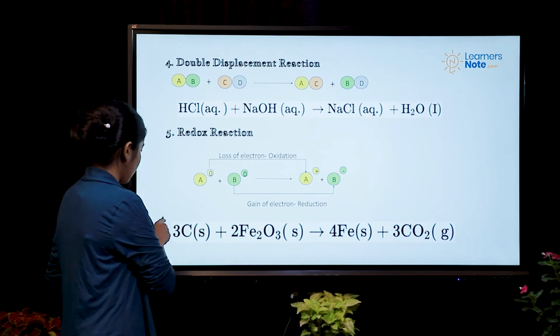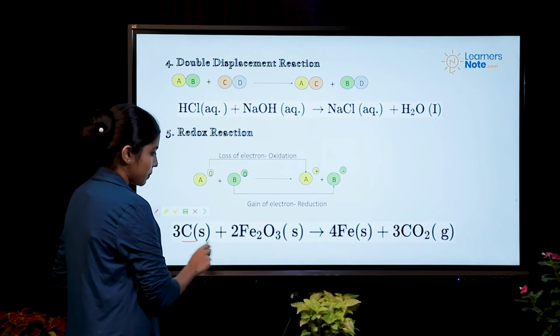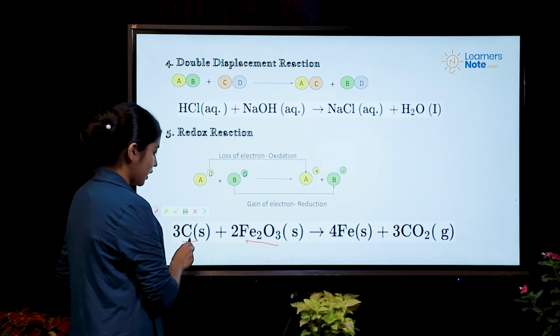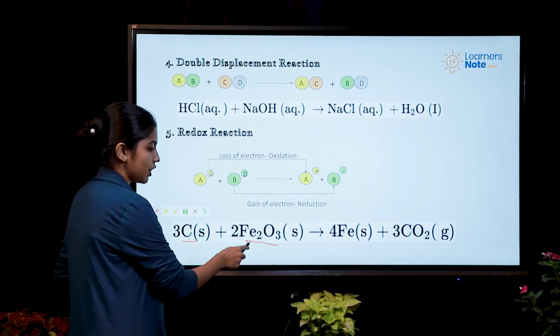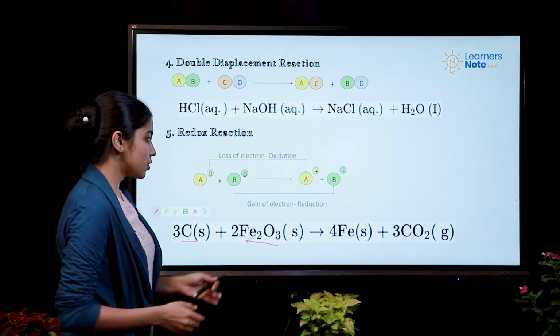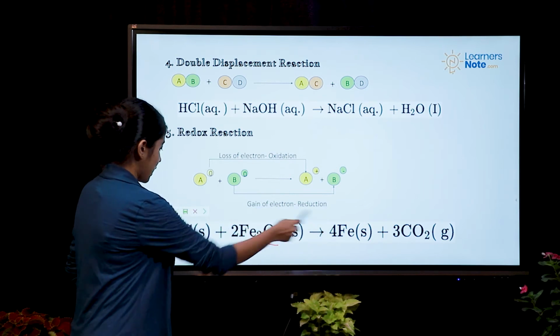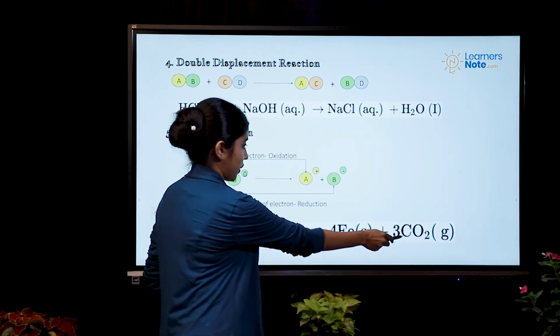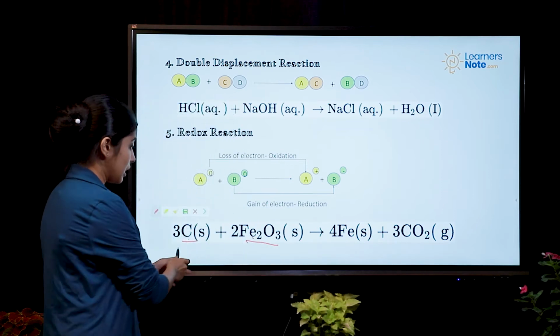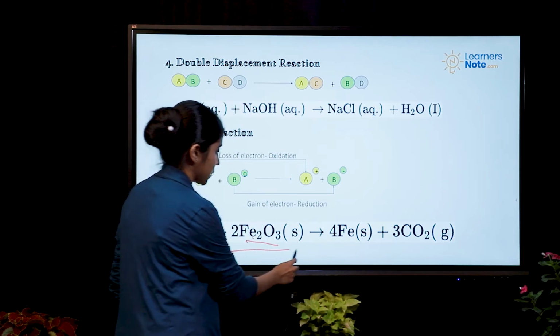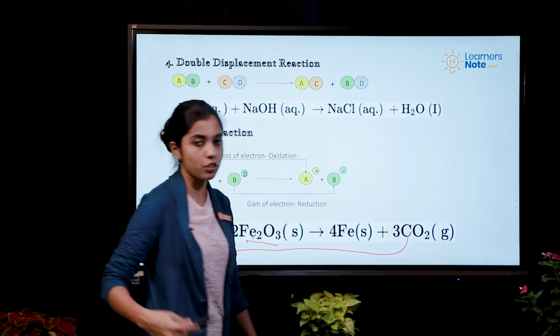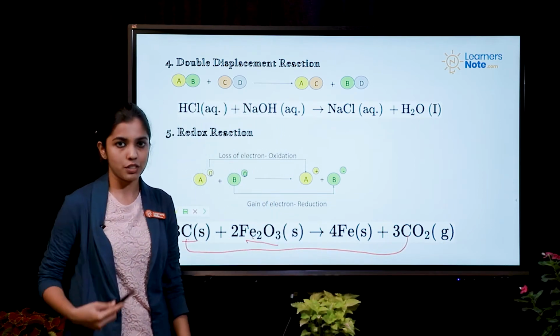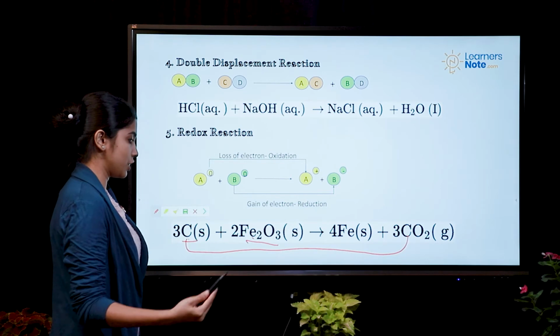So yeah, you have carbon and iron oxide. Here carbon does not have any oxygen and the oxygen is contained in iron. So the product that you get is iron and carbon dioxide. Here carbon is gaining the oxygen and it is becoming carbon dioxide. So that process is called oxidation, the process in which you gain oxygen.